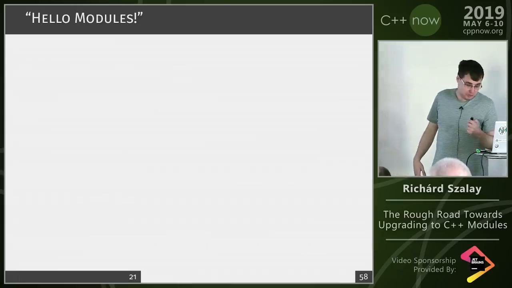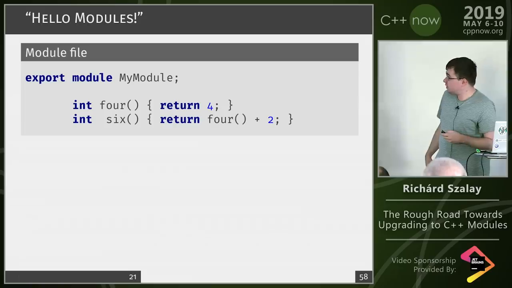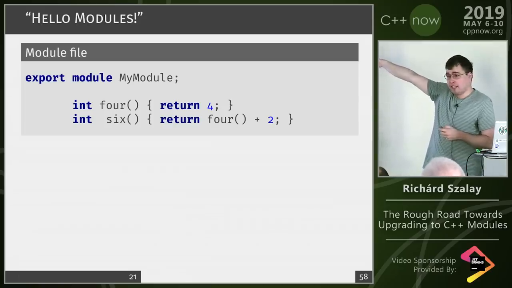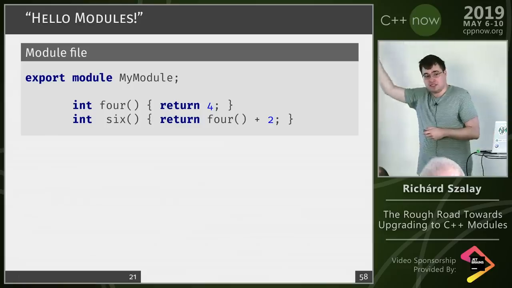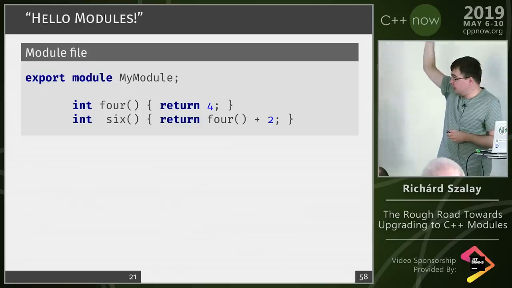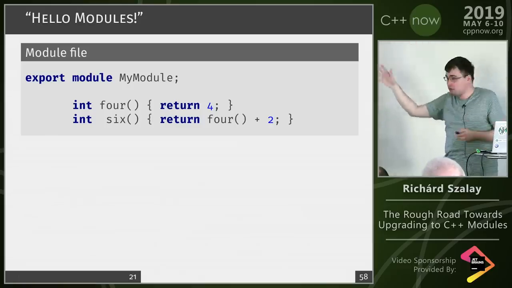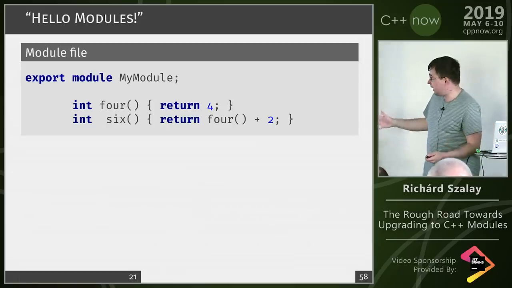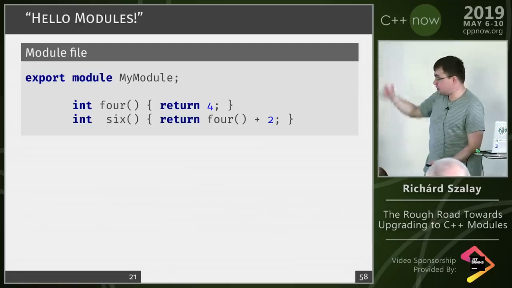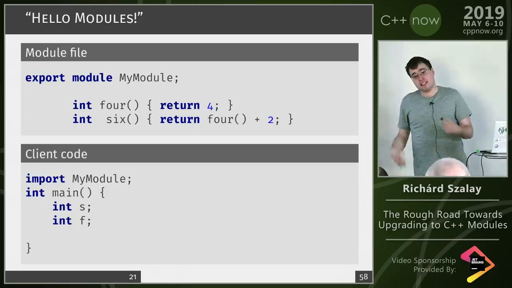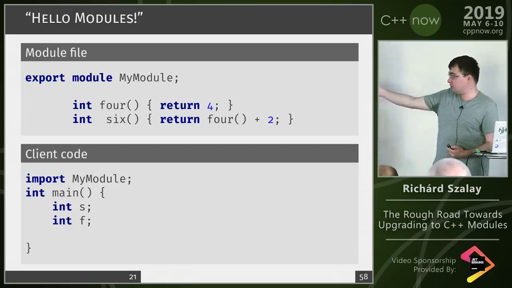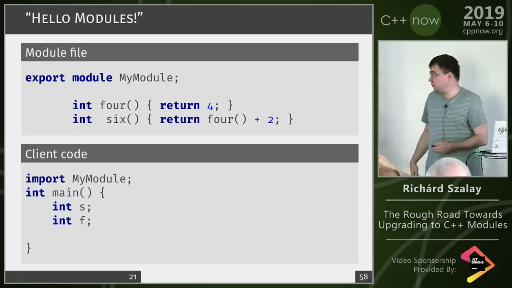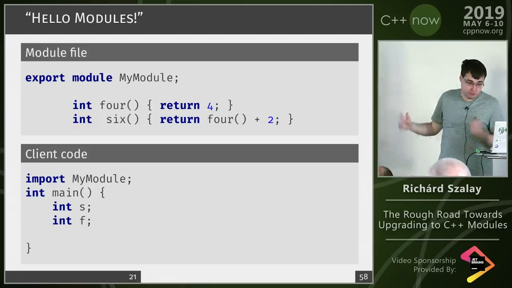So for the people who haven't seen modules live, well, I won't do a live demo, but here's an example. You declare the name of the module at the top of the file, export module identifier. This will say this file is the main file of my module. And then you just write C++ code as you would any other way. You have some functions that return stuff. And then in the client code, you say import module. You have some variables. Okay, so what can we do? We can, of course, call 406, hopefully.